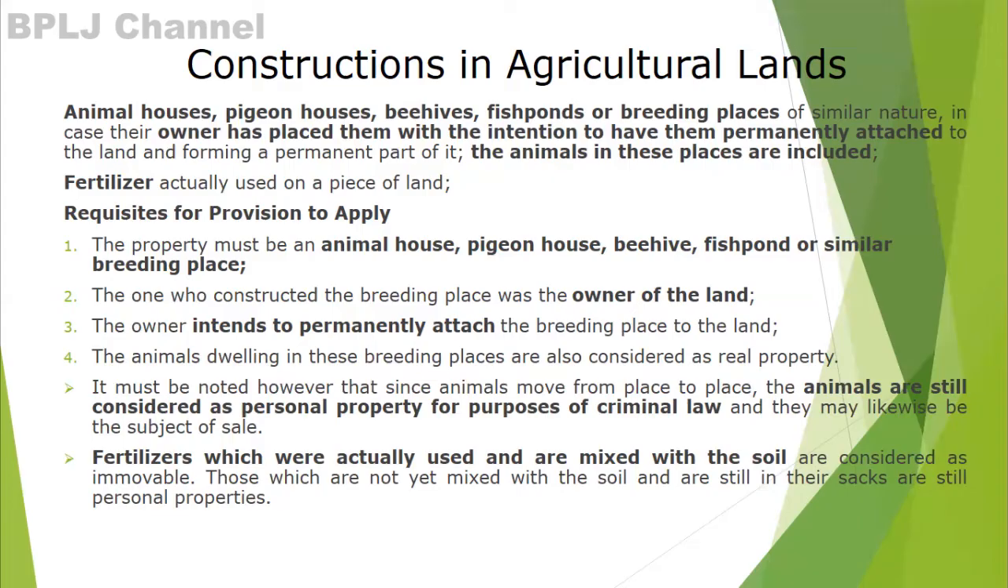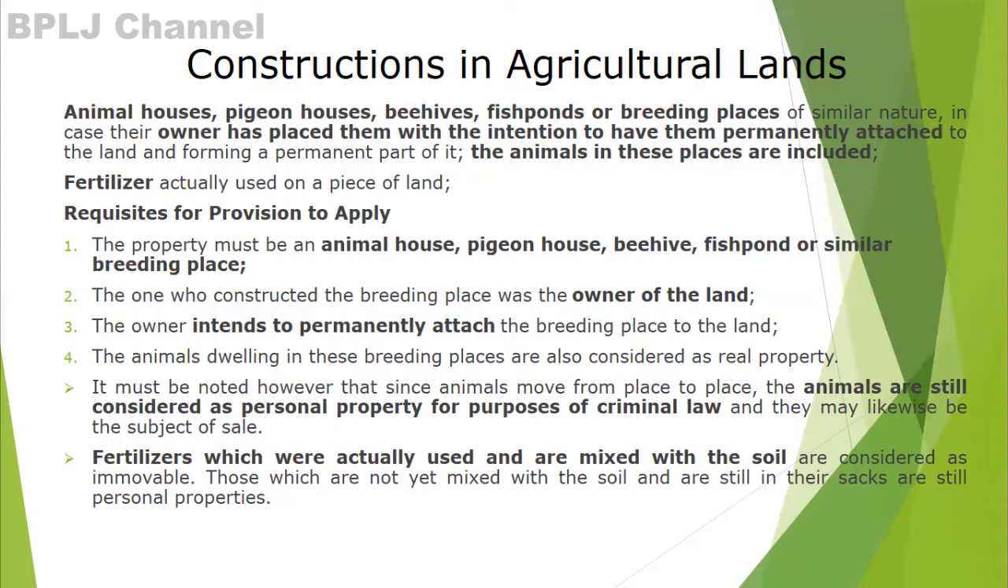Again, it is needed that the one who placed the breeding place must be the owner of the land. If it is one who only has a temporary right on the land, such as a lessee or a usufructuary, again, these breeding places and the animals therein will remain as personal properties. They are not converted to real property.